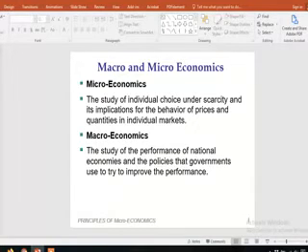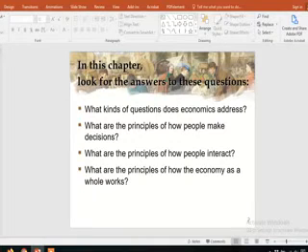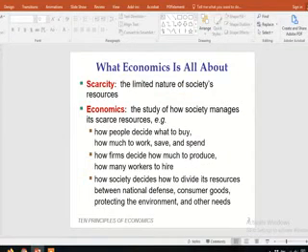In this chapter particularly, we will address these questions: what kind of questions does economics address, what are the principles of how people make decisions, what are the principles of how people interact, what are the principles of how the economy as a whole works, what economics is all about.